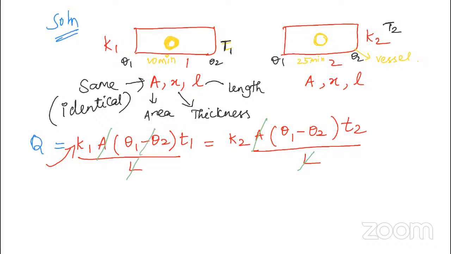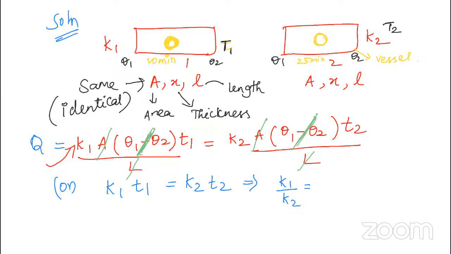There is no change in temperature between the ends, so we need not worry about A, theta 1 minus theta 2 and L. We have neglected them. So this equation becomes K1 T1 is equal to K2 T2. From that expression we write K1 by K2.